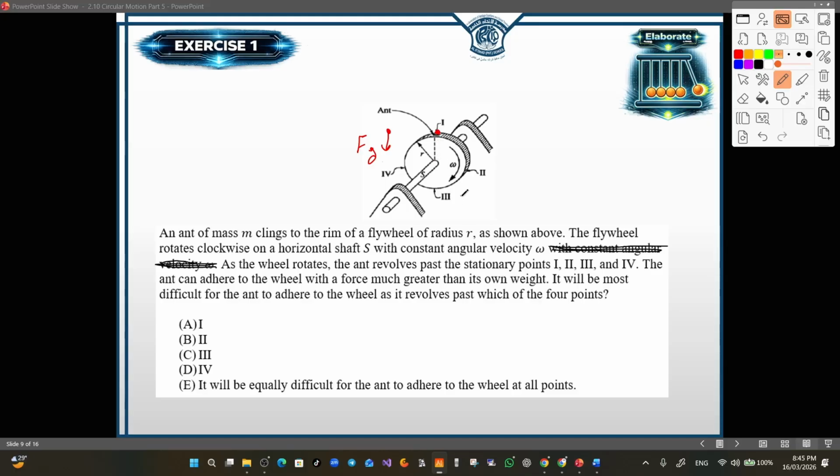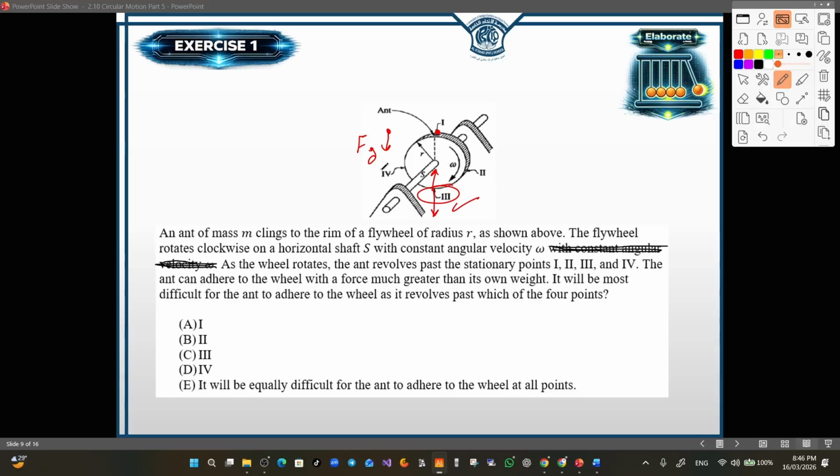At the bottom, which is point 3 or III, the direction toward the center is upward. But gravity still acts downward, which means gravity is now opposite to the required centripetal direction. So in this case, the wheel must provide enough force not only to create the needed centripetal force, which in this case is upward, but also to overcome the effect of the ant's weight. That makes this the most difficult point for the ant to remain attached.